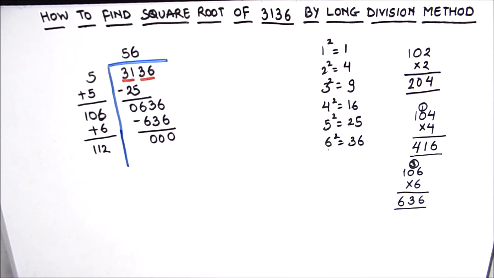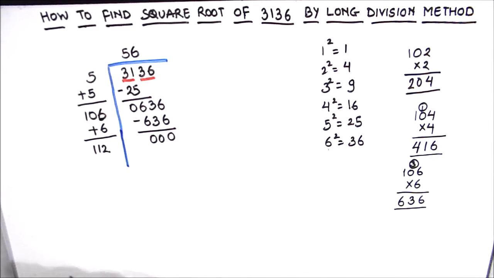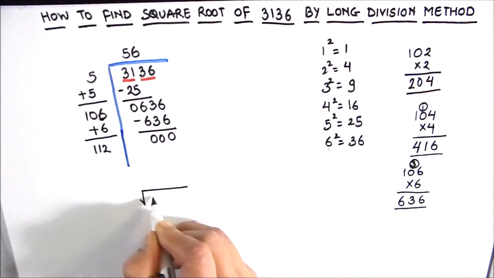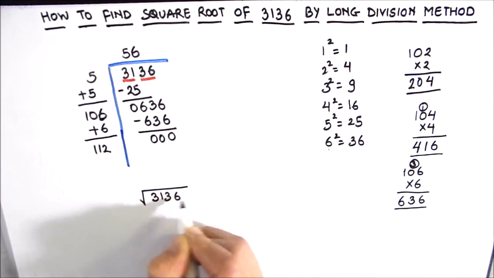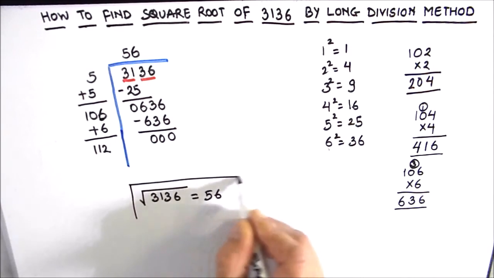The number in the quotient is the square root of 3136. So the square root of 3136 is 56. This is our final answer.